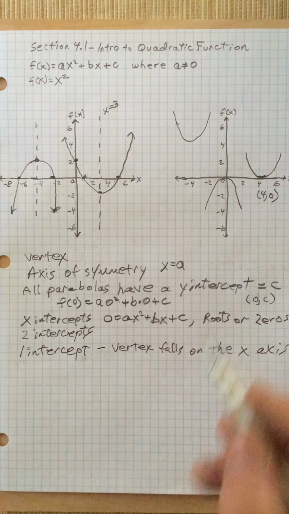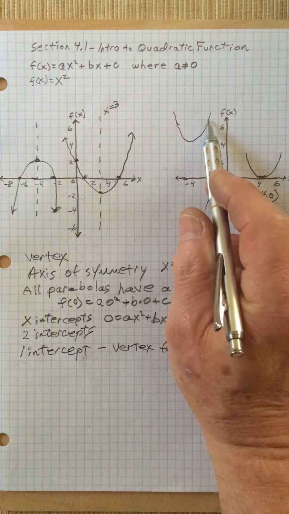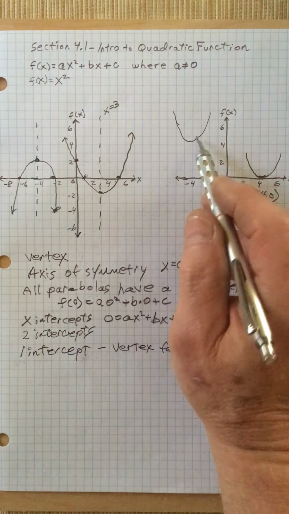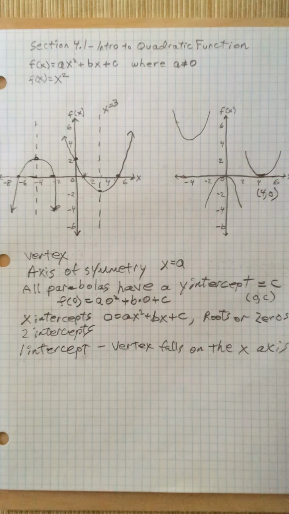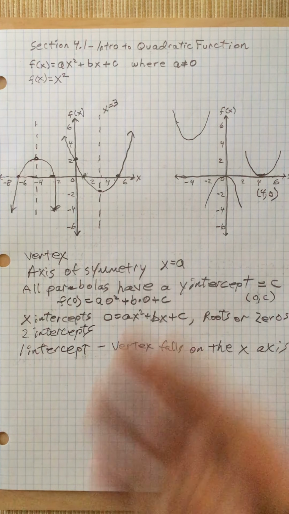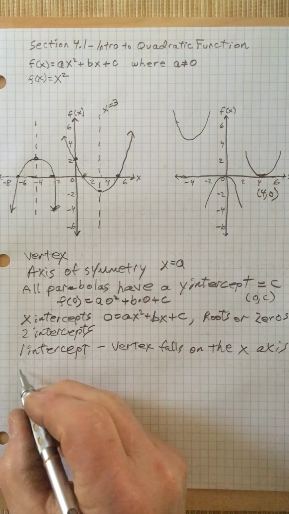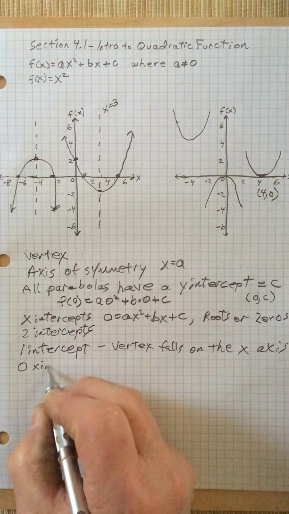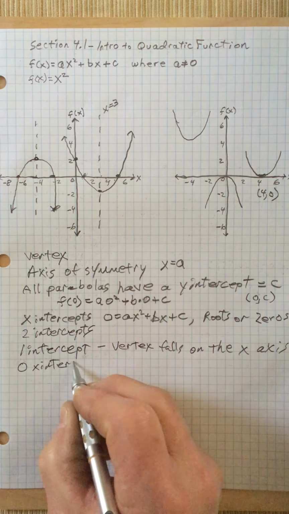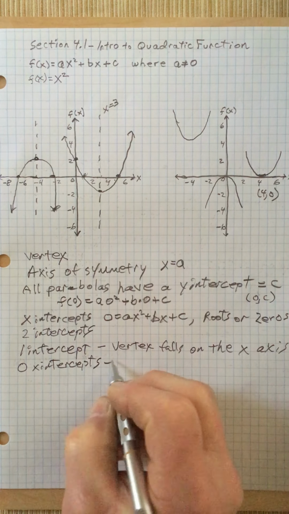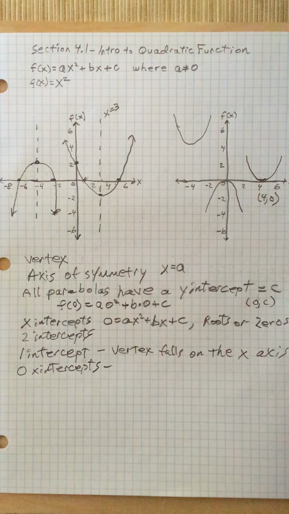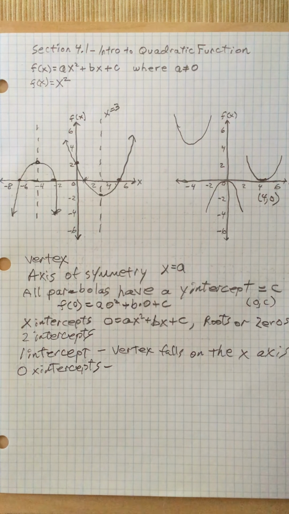Okay, is there any other possibility? Yes, this one. This one, even though eventually it'll cross the y-axis, it'll never come back down and cross the x-axis. So here's a case where we have 0 x-intercepts, none. Well, how do you find that? You can draw the graph, or you could look at the fact that the vertex is above the x-axis and it opens up in this case, that's fine.